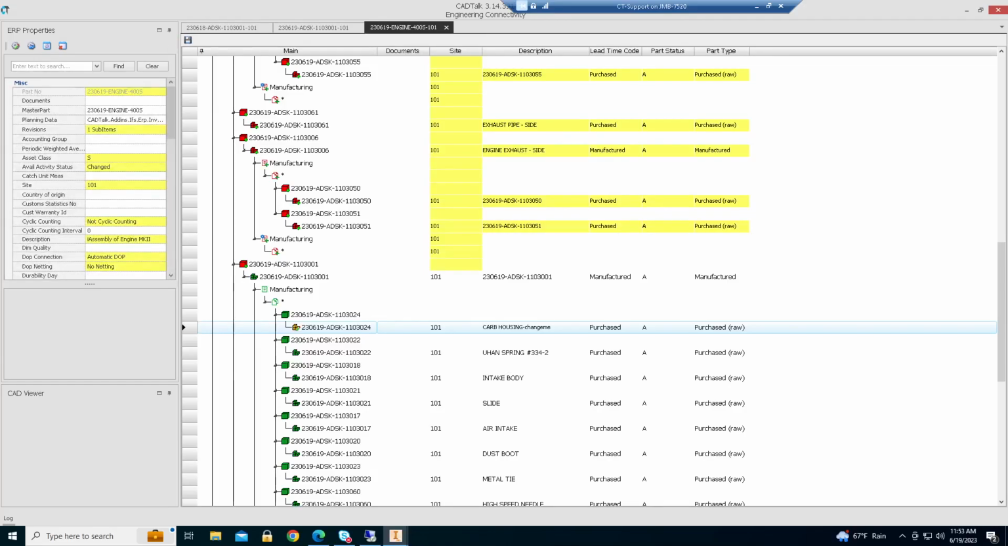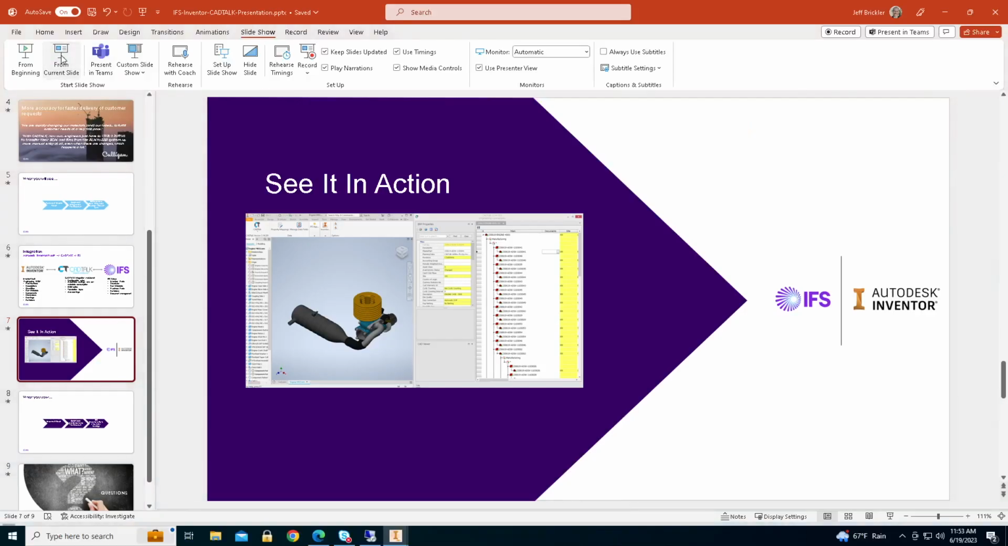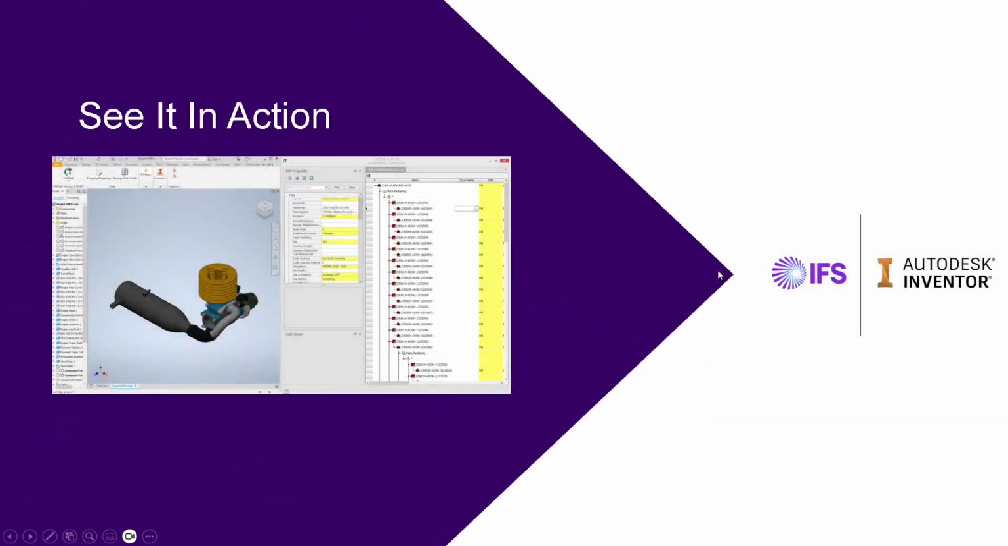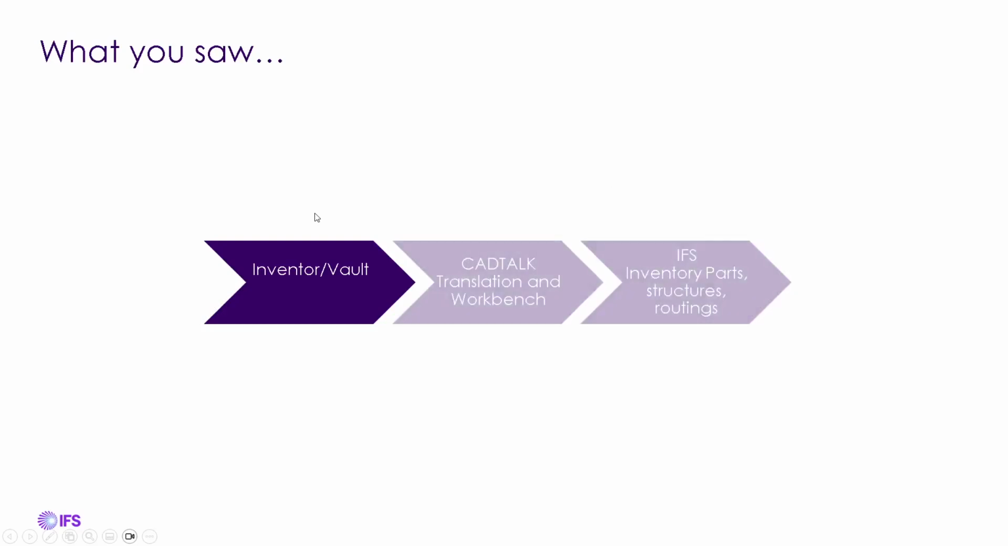I'm going to not save here for the sake of time, but I'm going to head back over to our presentation to wrap up what you saw today. Today you saw the integration with Inventor. We do have a standard out-of-the-box Autodesk Vault integration that does not require Inventor. We can pull directly from Vault Item Master or from Inventor files, but today, again, CAD Talk is flexible, so it can work in lots of different scenarios.